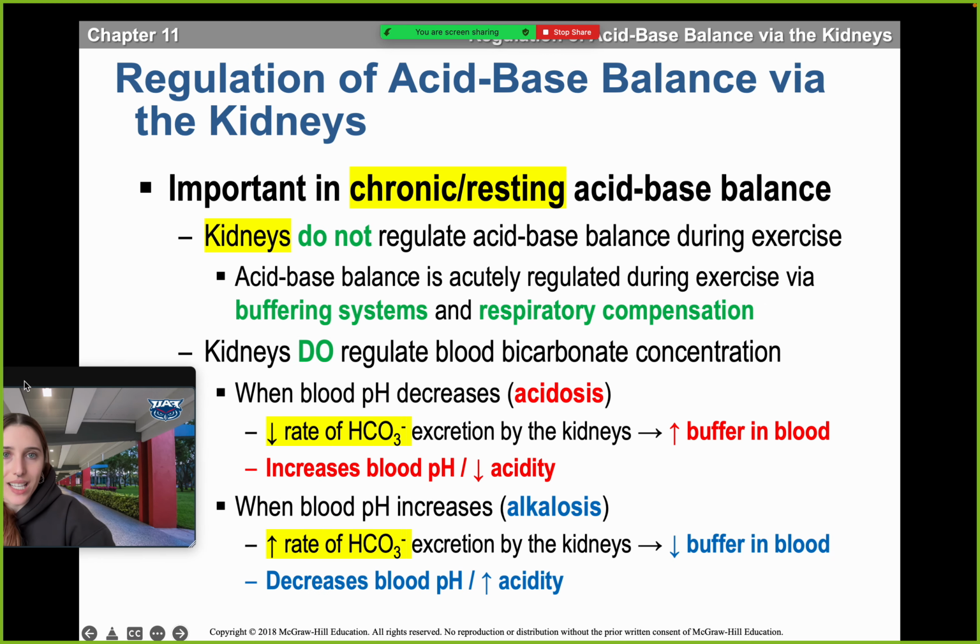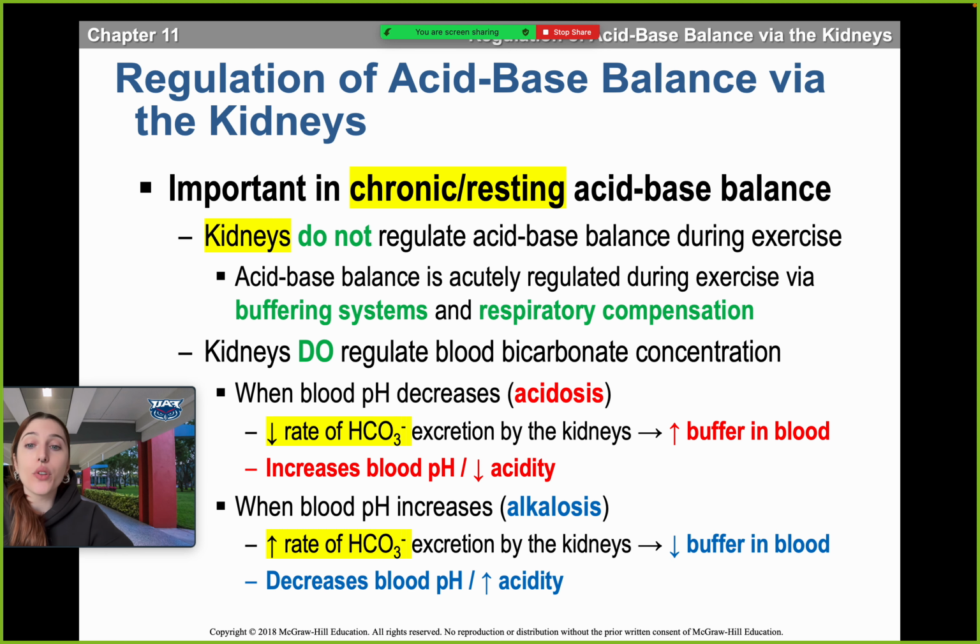Okay, so the kidneys, all right? The kidneys regulate acid-base balance at rest, or chronic, okay? So we've been talking a lot about bicarbonate and ventilation. Those are things happening during exercise. They still happen in general, but really our bicarbonate system, when it really buffers acidity, that's kind of an exercising condition. So what is happening in just a resting condition? And it's actually our kidneys doing the job. So the kidneys do not regulate acid-base balance during exercise. Again, this is a chronic resting condition, things over time, okay?